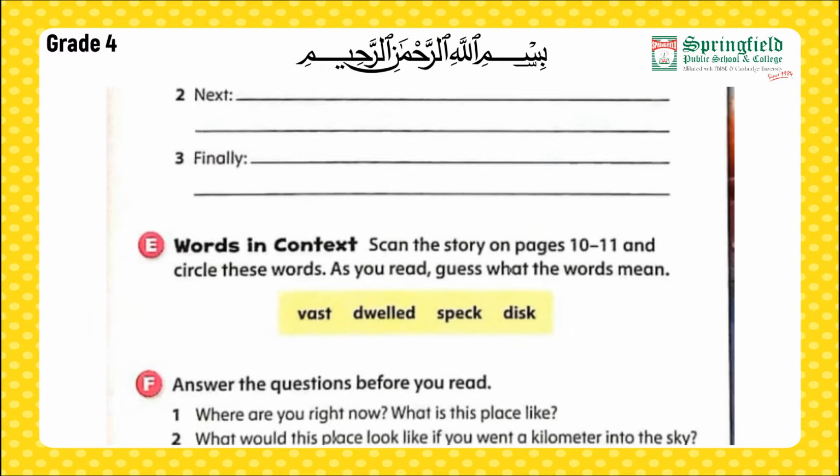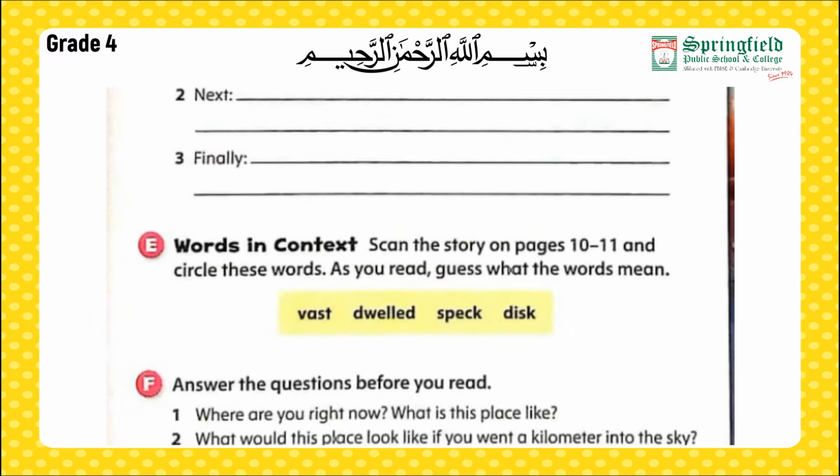As you read, guess what the words mean. Here we have got words vast, dwelled, speck, disk. So what you have to do is that as you are listening to the audio track, just keep your books in your hand and circle these words from the text.